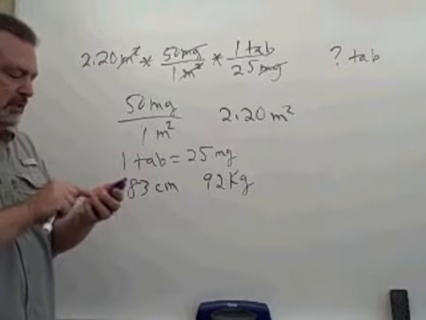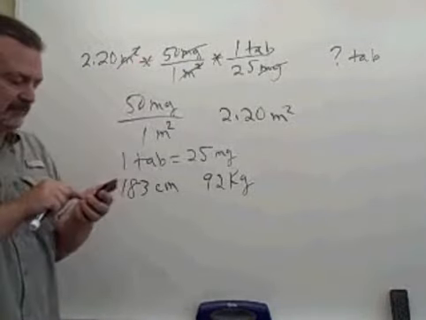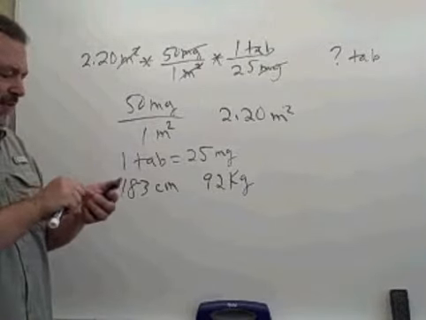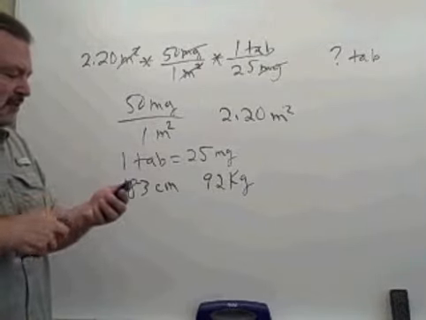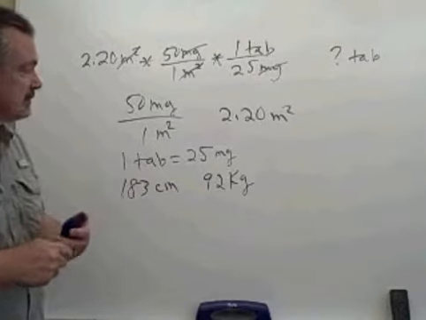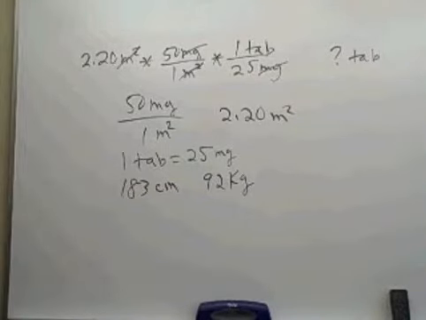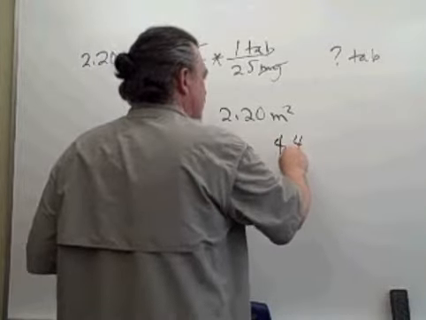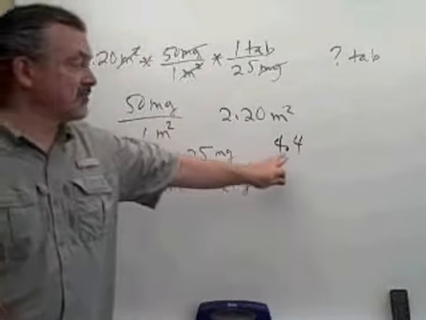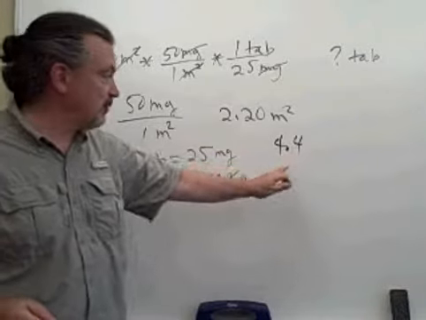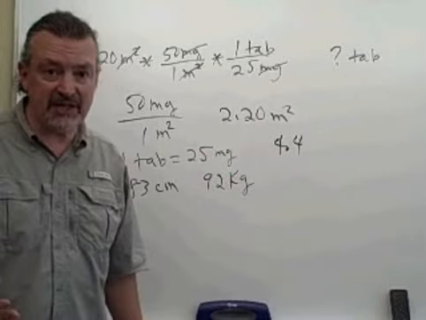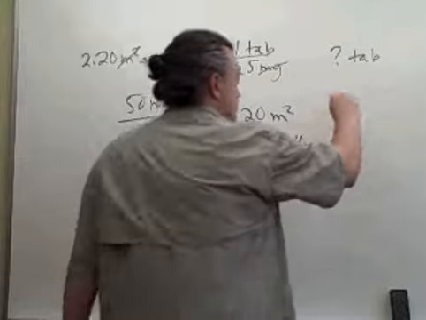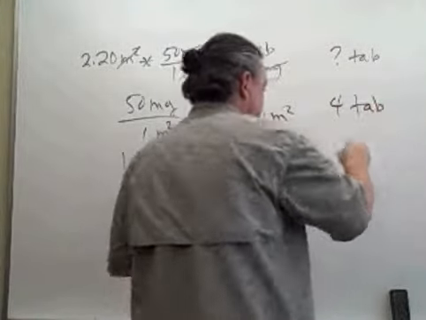2.20 times 50. That gives me 110. Divide that by 25. Gives me 4.4. But again, we don't want to over-medicate, and we probably can't administer 4/10 of a tablet. So we would administer to this patient 4 tablets.